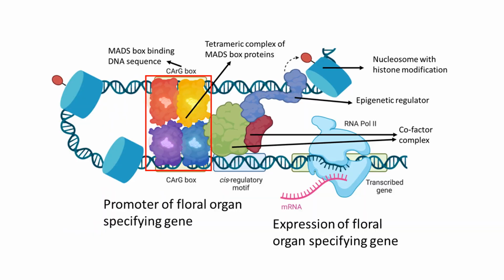Assembly of the MIKC tetramers creates new interfaces and recruits other proteins such as cofactors or epigenetic regulators to form multimeric complexes. Cofactors bind to cis regulatory elements in the vicinity of CArG boxes and interact with the floral organ identity proteins. In addition, the transcriptional machinery recruits epigenetic regulators, which can alter chromatin structure and accessibility by making post-translational modifications at histones.